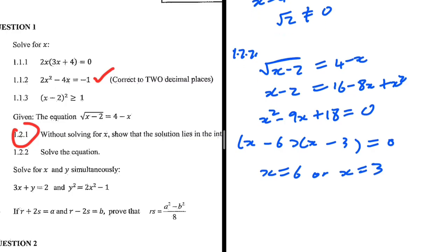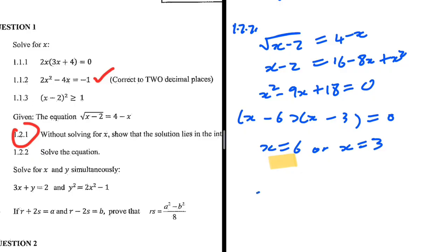Most of the time, one of the answers turns out to not be correct when you substitute it back in the equation. So let's see. Let's substitute x is equal to 6. When you substitute x is equal to 6, we're going to have 6 minus 2, which is 4. And on the other side, we're going to have 4 minus 6, which is minus 2. So 4 is not equal to minus 2. x is equal to 6 is not a solution to this equation.